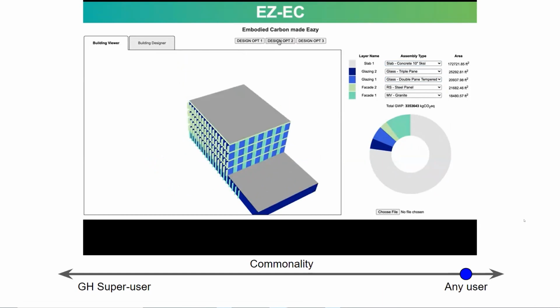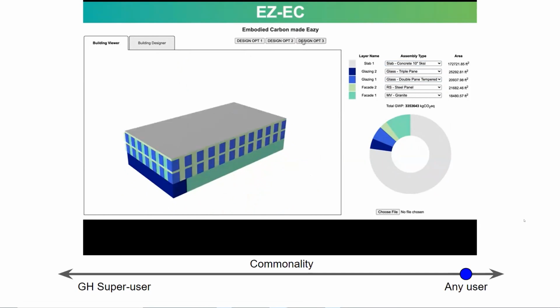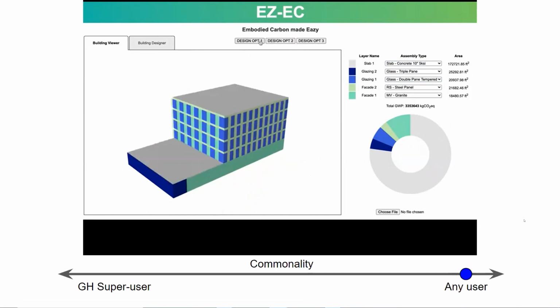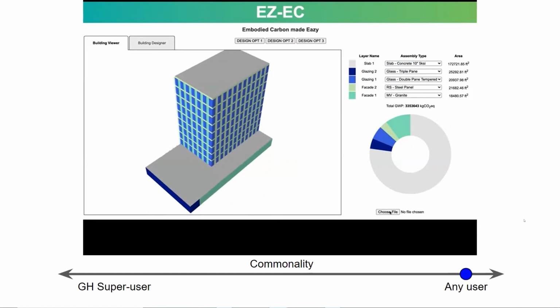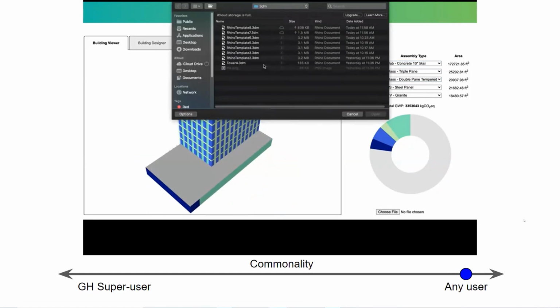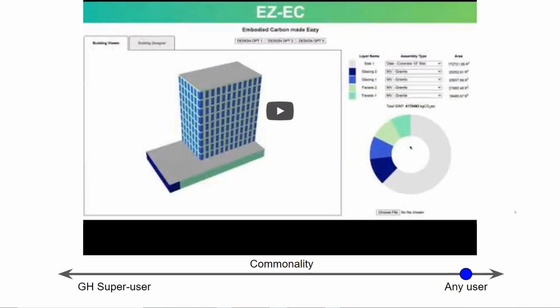And up at the top, we could then cycle through the different design options that are loaded. Unfortunately, at the last second, the pie chart stopped updating, but that's something that we were hoping to do. And same with adding in your own Rhino file. Very, very close to having that work, but just at the last second, that didn't come to fruition.